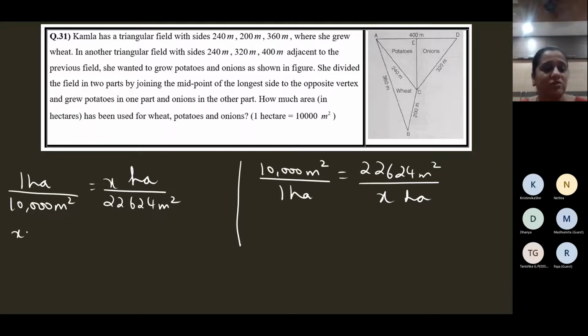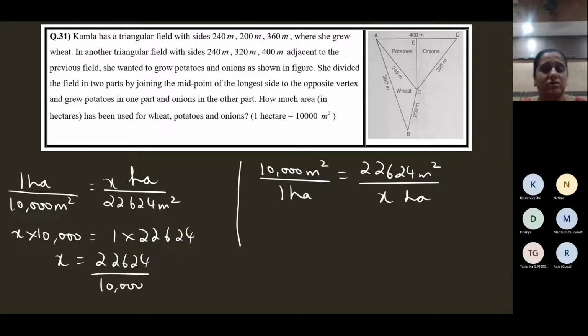When you cross multiply, x into 10,000 is equal to 1 into 22,624. So x is equal to 22,624 divided by 10,000, which is 2.2624 meters square. The same thing you will get here. Here also cross multiply and you will get the same thing. Isn't this easy, children?